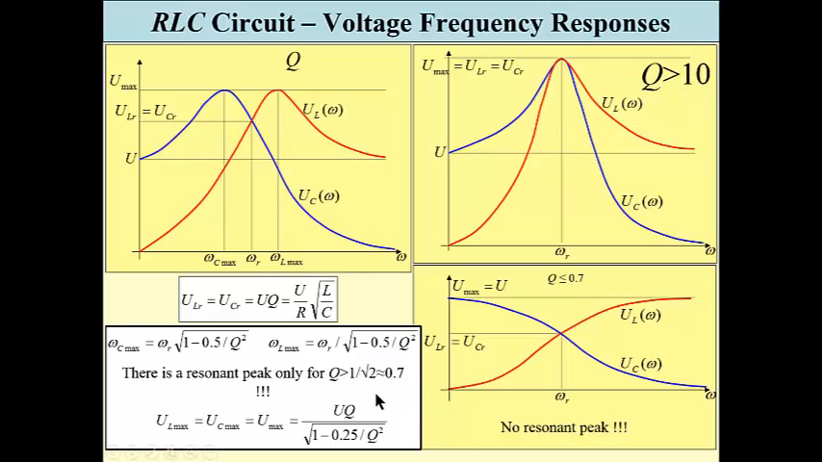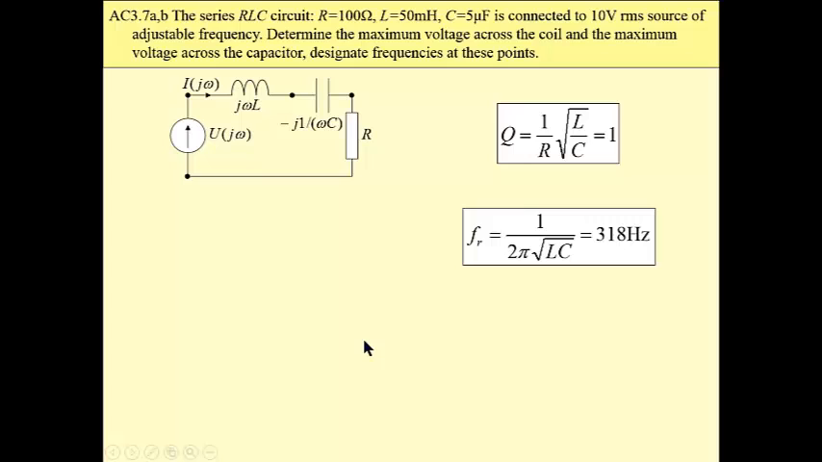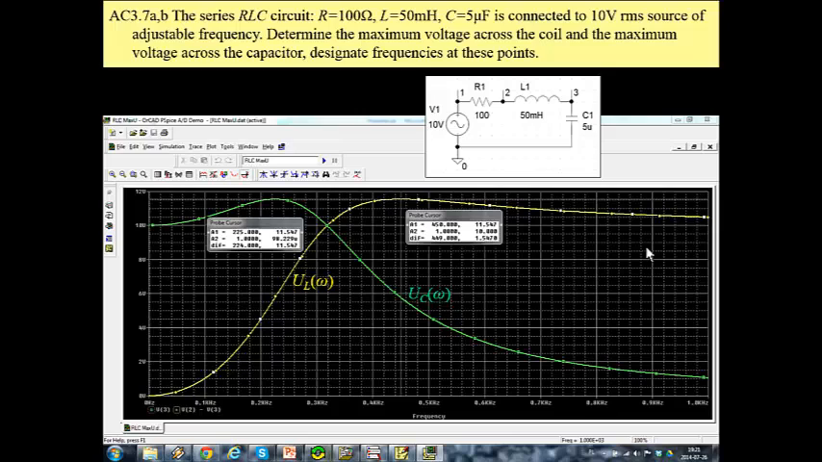Obviously, we may send our data to this formula to find Q, and then to these formulas to find peak values and frequencies at these peak values. Or we may apply PSpice simulation. At first, obviously, we have to check whether we have a peak value. Our Q for this data is 1, a resonant frequency, which means that we have peak values, and resonant frequency is 318 Hertz. Now we are simulating using PSpice schematics.